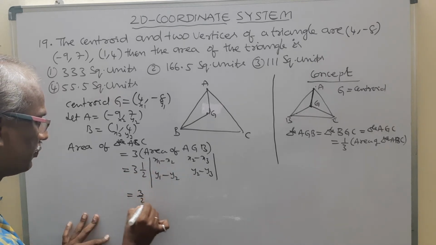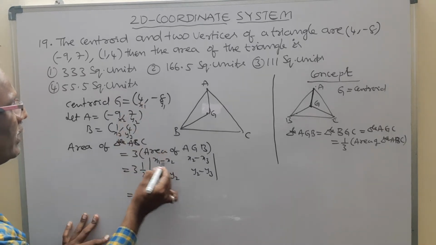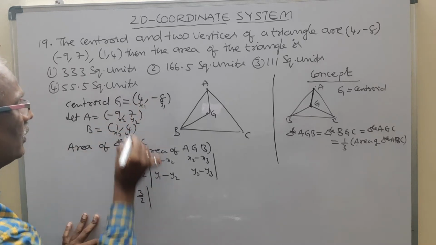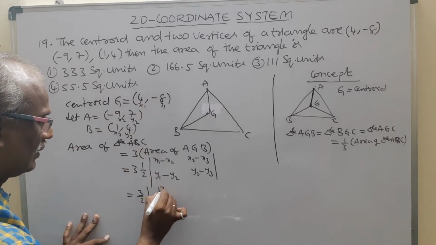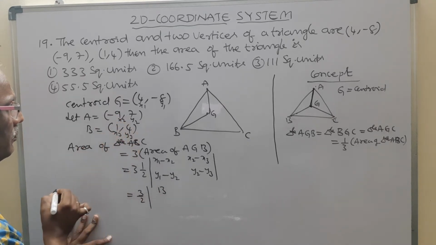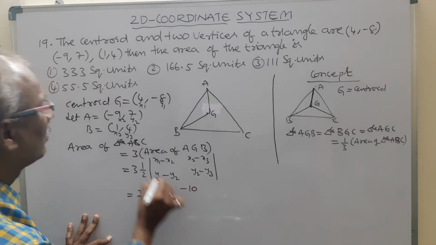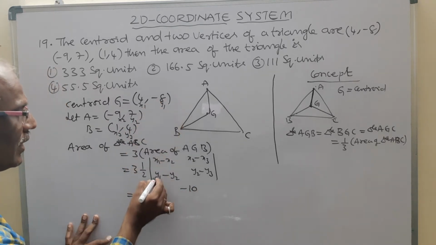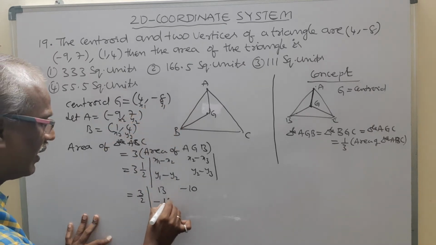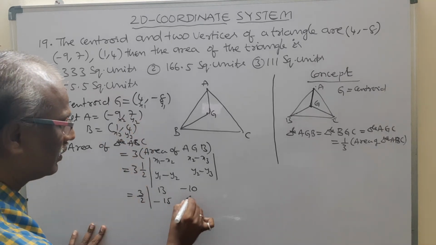3 by 2. Here apply the values. x1 is 4, x2 is minus 9: 4 minus of minus 9 plus 9, 4 plus 9 is 13. x2 minus x3: minus 9 minus 1, minus 10. y1 minus y2: y1 is minus 8, y2 is 7, minus 8 minus 7 is minus 15. Next y2 minus y3: 7 minus 4 is 3.